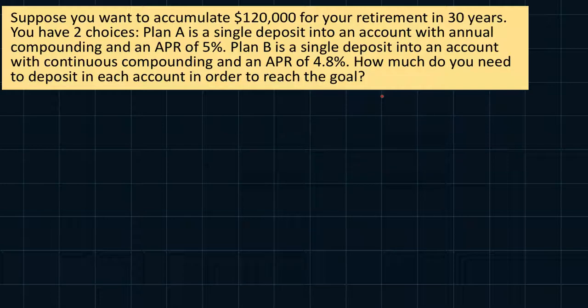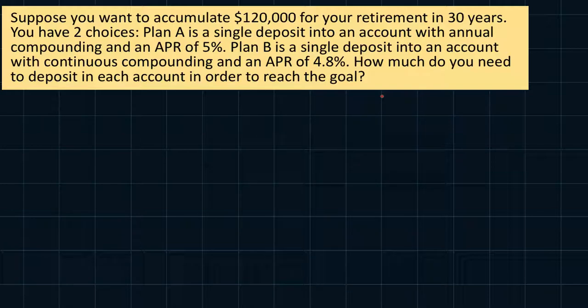So this is like there being two different banks, and you're trying to figure out which bank I should put my money in to reach my goal of $120,000. Bank with Plan A or another bank with Plan B.